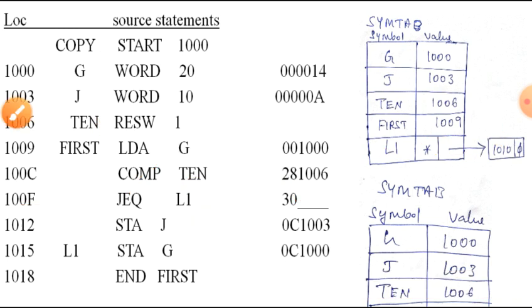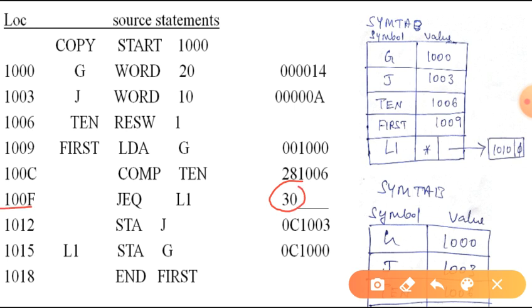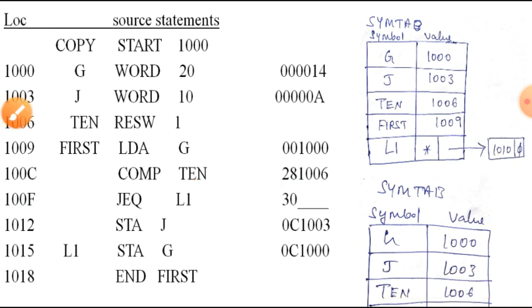Why 1010? See, this opcode 30 is stored at 100F. The next location should actually contain the address of L1. The next location's address is what? It is 1010: 100F added with 1 gives the address of the next byte, 1010. So the address where this reference is made is stored in this forward reference list. It cannot generate the object code, so it leaves it blank.